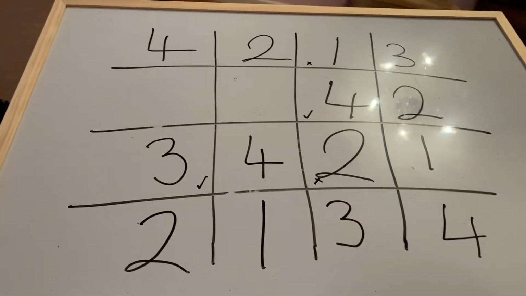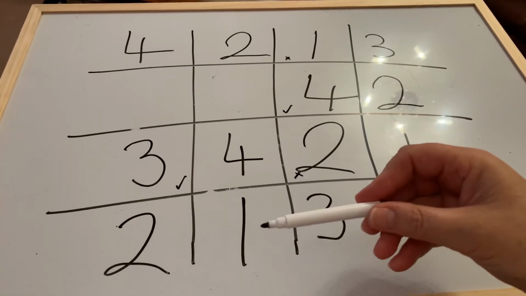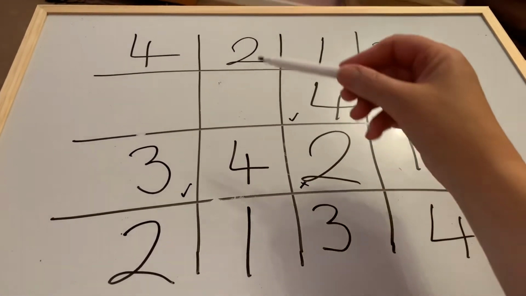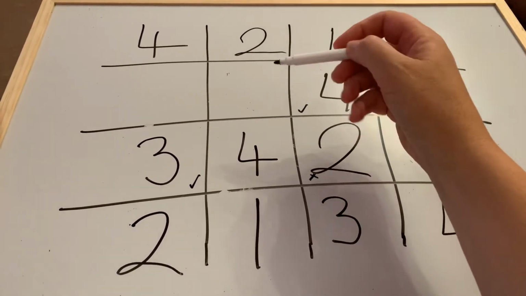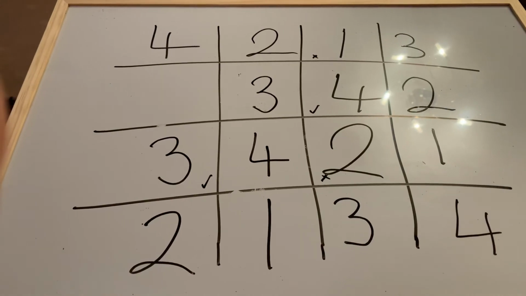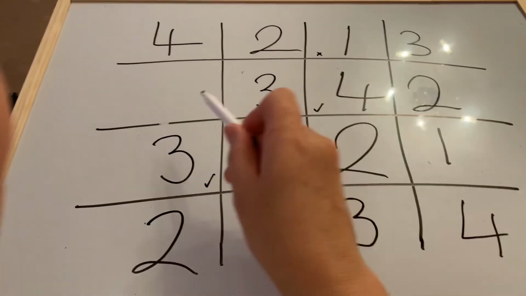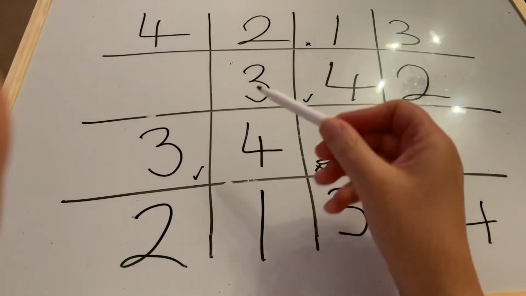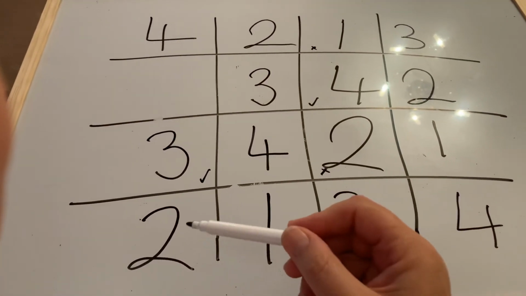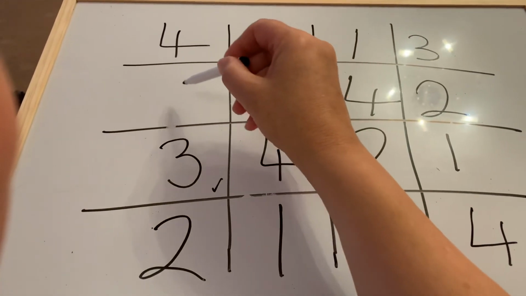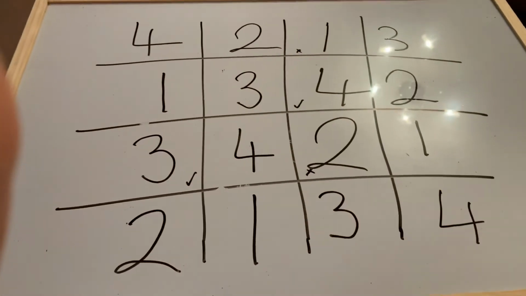Right. Oh, and look, without even thinking, I can just look again. If I look at this column, I've got 1, 2, and 4, so that missing number must be 3. And then I can go either to this row or I can go to the column to find out what that missing number must be. I've got a 2, I've got a 3, I've got a 4. So it must be the number 1.